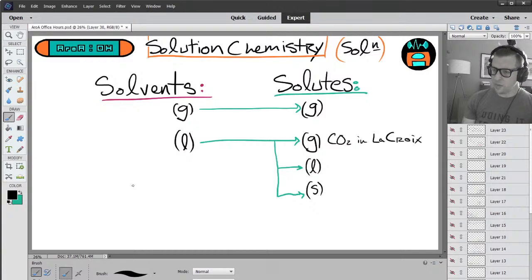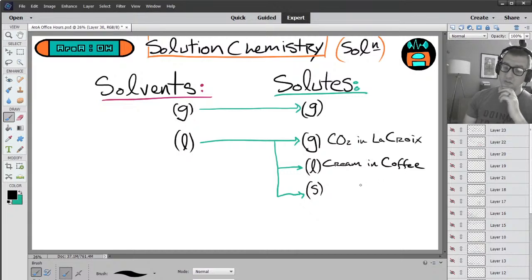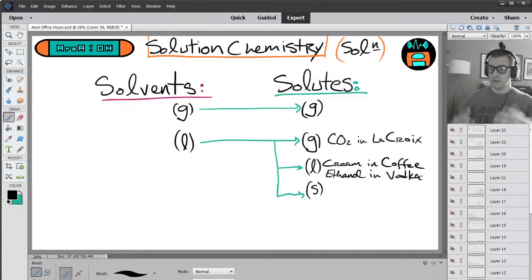What about a liquid solute in a liquid solvent? That one's kind of weird, but it's not as weird as you think it is. This is cream in coffee. You're pouring one liquid, cream, into another liquid, coffee. The one is the solute, the other is the solvent. This is also ethanol in vodka. Ethanol is a liquid. Water is a liquid.